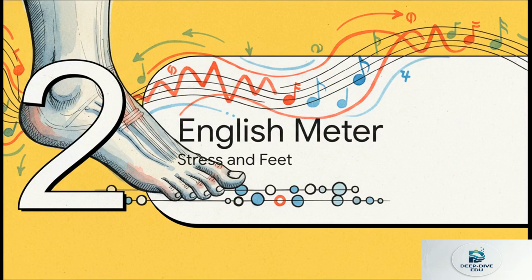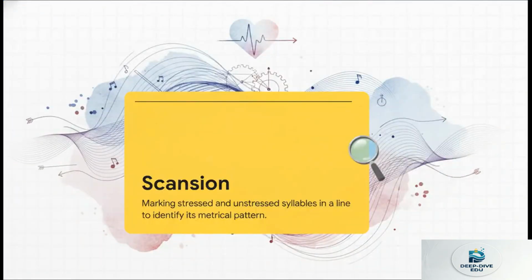Moving on to Section 2, Stress and Feet in English meter. So, how exactly do we measure this rhythm in English? We use what's called an accentual syllabic system. Now, I know that sounds super complex, but it literally just means our rhythm depends entirely on counting syllables and figuring out which ones are stressed and which ones are unstressed.